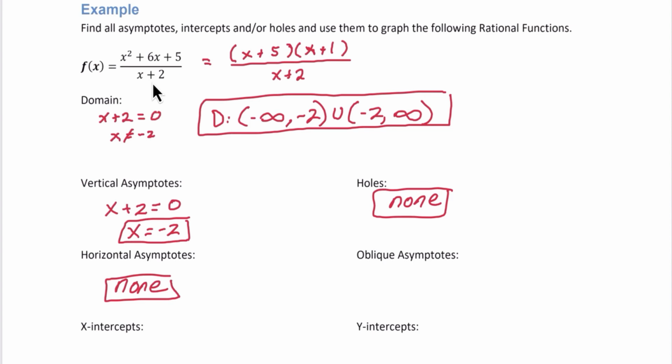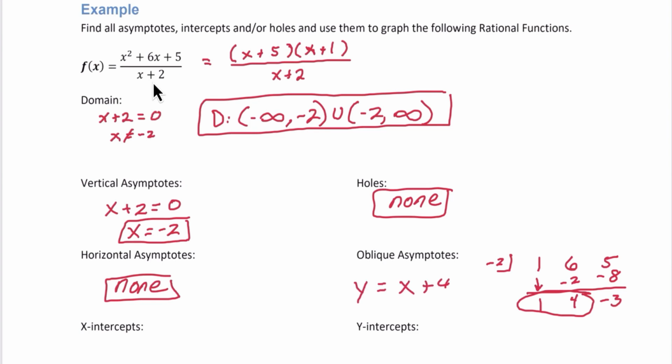So we'll start by copying the coefficients of the numerator. Then inside the box, we'll put the opposite of the number that you see in the denominator, meaning negative 2. So we'll drop down the first number, multiply, negative 2 times 1 is negative 2, add and we get 4. Repeat that process, negative 2 times 4 is negative 8, add and we get negative 3. Negative 3 is a remainder. We're just going to ignore that. It's not part of the oblique asymptote. All we care about are these first two numbers. We'll translate those back into an equation, that being y equals x plus 4.